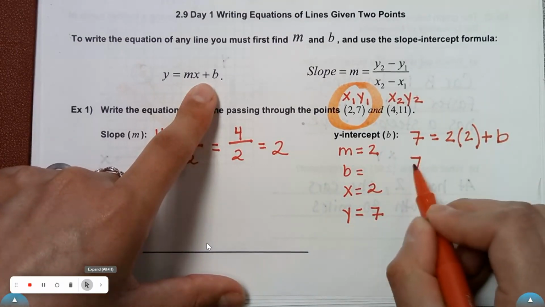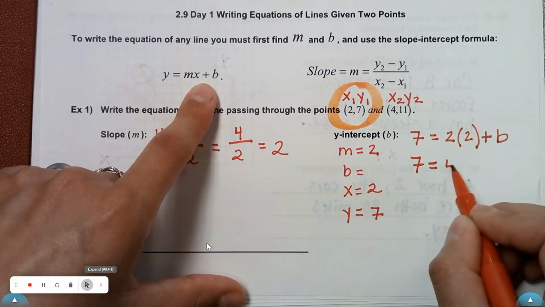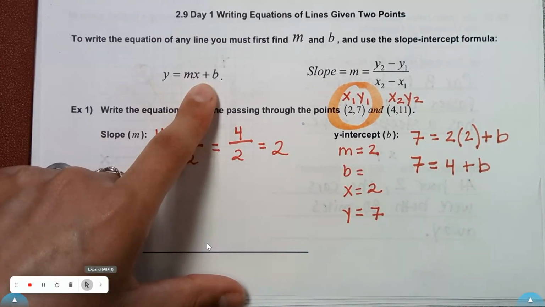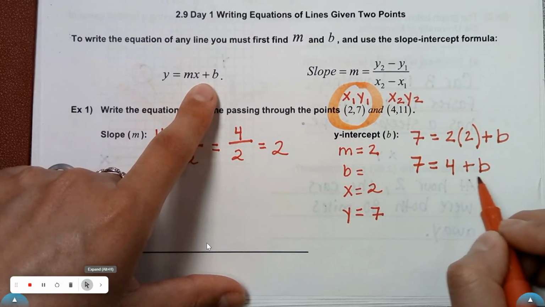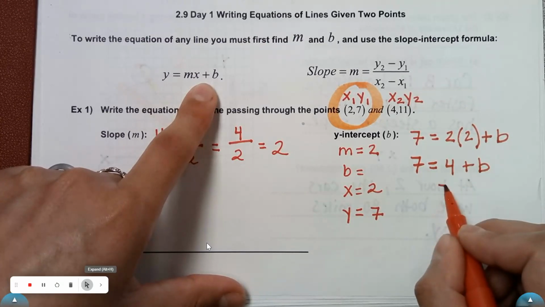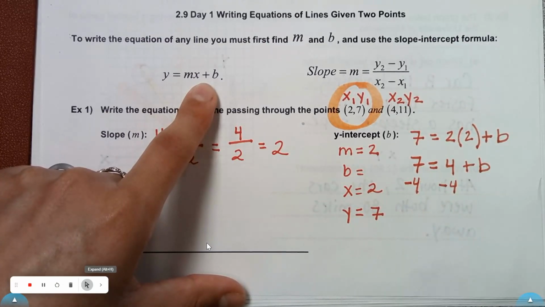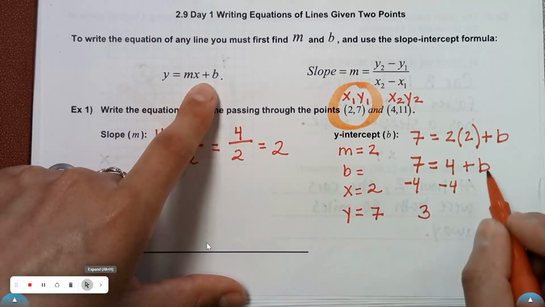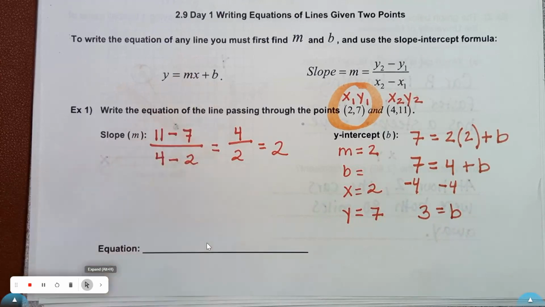Now I have 7 equals 2 times 2, which is 4, plus b. I need the b by itself. So you see this 4? I got to do the opposite of it. Since it's positive, I'm going to subtract it. 7 minus 4, I get 3, and then I bring down my b.